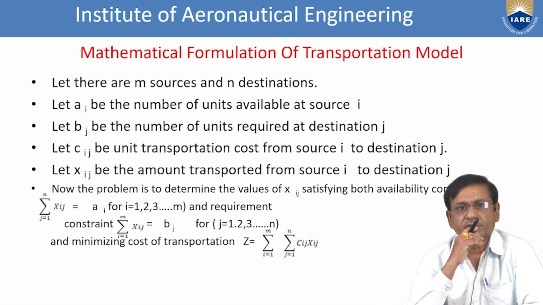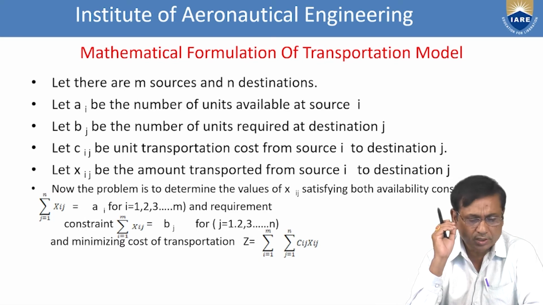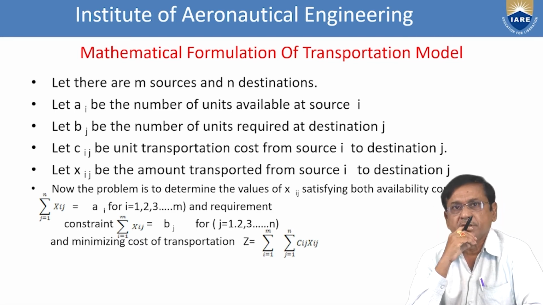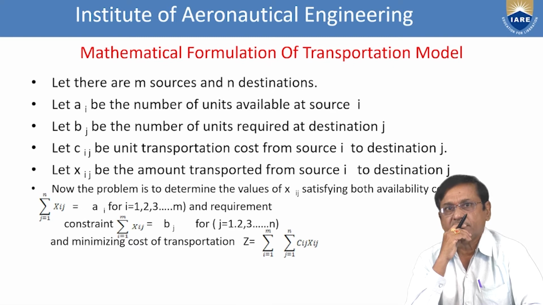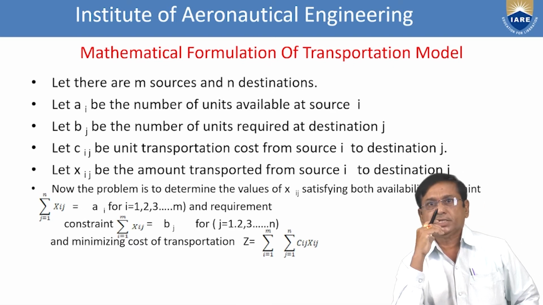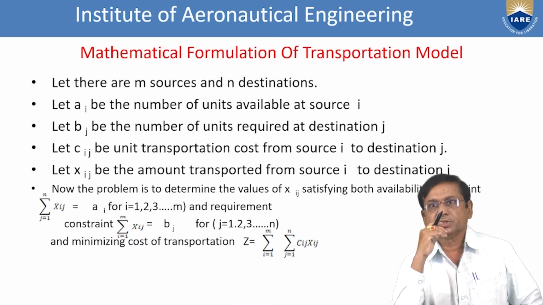Mathematical formulation of transportation problem. Let there be m sources and n destinations. Let ai be the number of units available at source i. Let bj be the number of units required at destination j. Let Cij be the unit transportation cost from source i to destination j. Let xij be the amount transported from source i to destination j.